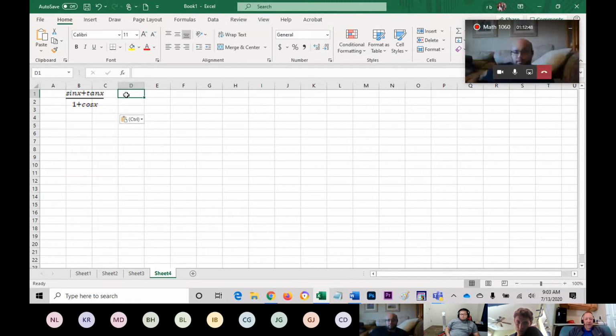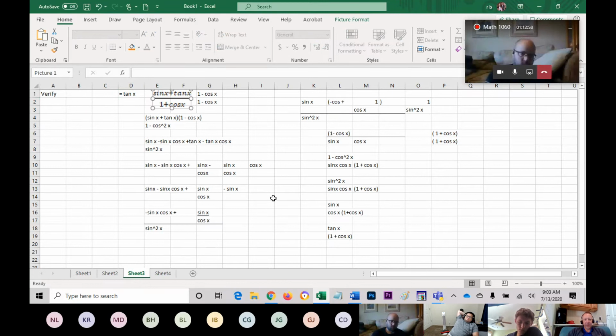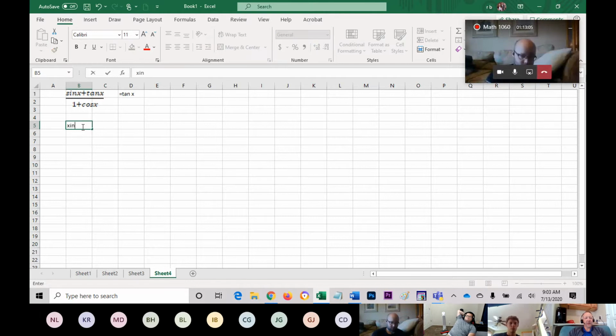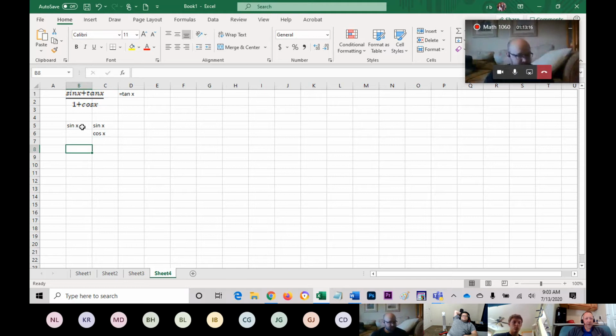So we need to verify that that equals tangent of x, okay? This is, by the way, even though we're so close here, very common to do, where you're like, oh, I'm so close. Okay, so here's what we're going to do. We're going to write this as the sine of x plus we can write the tangent as sine of x over the cosine of x. And then I've still got 1 plus the cosine of x on the bottom.